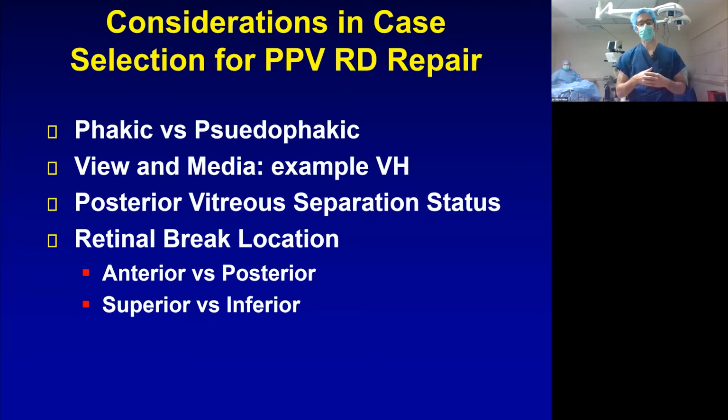And retinal break location, anterior versus posterior. The more posterior the retinal tears are, the less easy it is to address with scleral buckling, which is another retinal detachment repair technique. So vitrectomy becomes more useful in more posterior break locations. And also superior versus inferior, meaning the top of the eye versus the bottom. Since we're using gas typically in these eyes to tamponade the retinal breaks, any tear that's in the top half of the eye is much easier to tamponade than the ones in the lower half. So ideally, you want retinal tears in a pseudophakic patient with a vitreous separation, with the tears being in the top half of the eye.